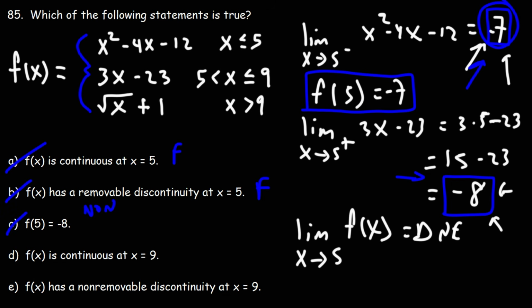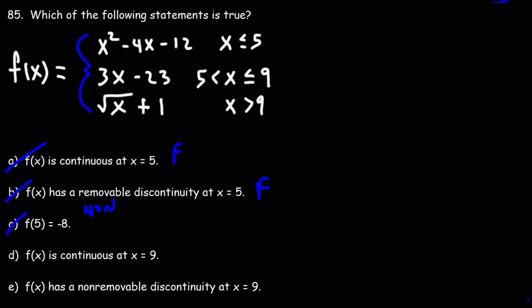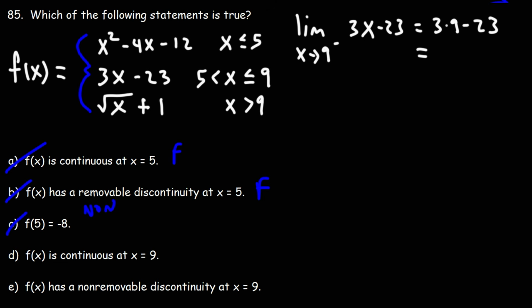Now what about D? f of x is continuous at x equals 9. So let's find out. Let's take the limit as x approaches 9 from the left. So less than 9, we would have to use this one. 3x minus 23. So that's going to be 3 times 9 minus 23. 3 times 9 is 27. 27 minus 23 is 4. Now, notice that this includes 9. What that means is that f of 9 will also equal 4, because when x is 9, you have to use this one. It includes 9.